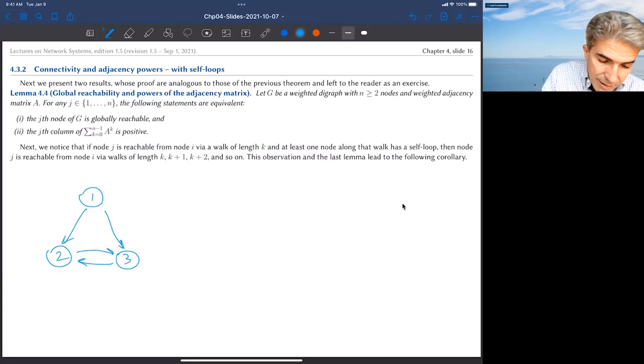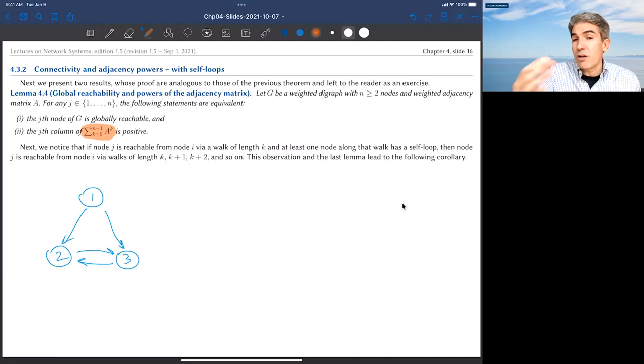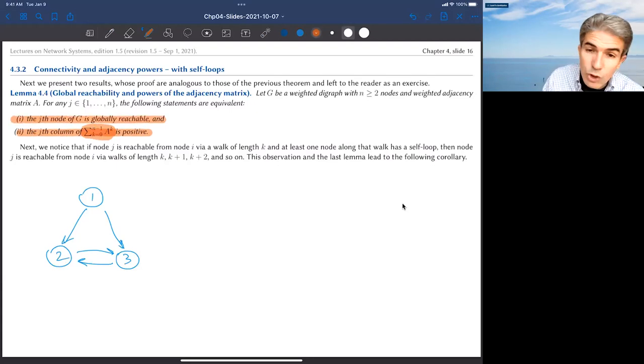So this lemma says that using the same methods of proof for the previous theorem, you can state the following equivalence. If the matrix A, when you raise it to the power of k and sum it for k running from 0 to n minus 1, is positive, then we know that the graph is strongly connected. But maybe that matrix is not positive, but one of the columns is positive, say the jth column is positive. If the jth column is positive, that's if and only if the jth node is globally reachable.